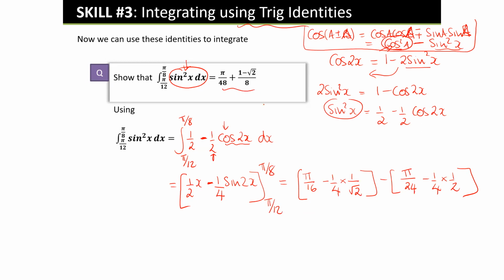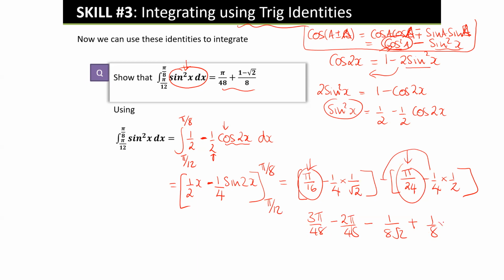And then this, when we sort it all out, will give us that pi by 48, because we can see putting these with a common denominator, that's going to be 3 pi by 48. And we've got a minus 2 pi by 48, just doing those two terms. And then the rest of it, we've got minus 1 over 8 root 2, minus or plus for that minus, and minus 1 over 8.